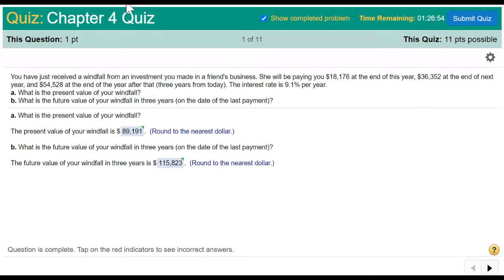What's the end value for the second part? Here, n equals 3. Okay, just checking for future value.